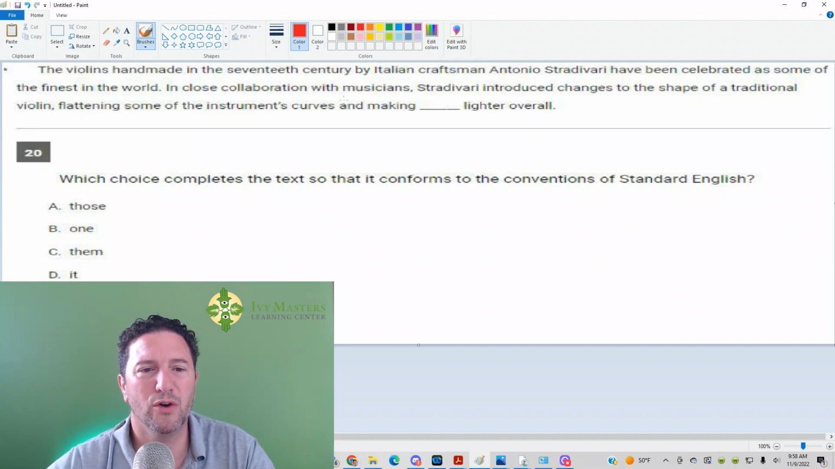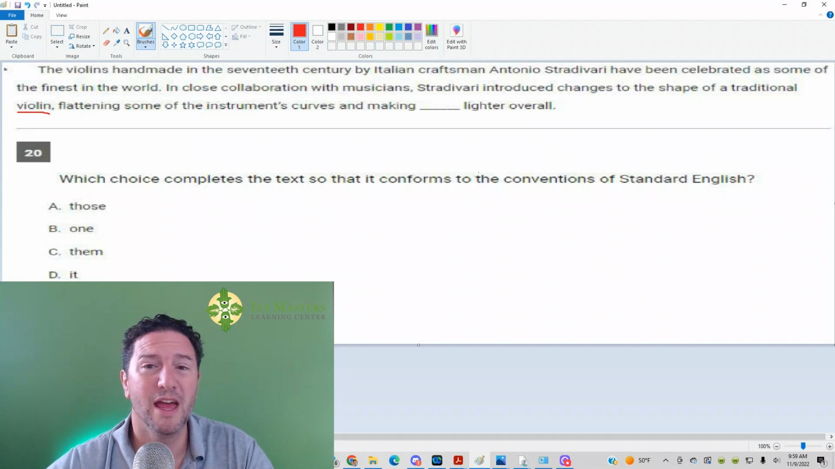So my first thought is, hey, is it instruments? Well, the antecedent's never going to be something possessive. This is just saying that the curves belong to the instrument. So is it curves? Making the curves lighter overall? No, you're not going to make the curves lighter. So what could be the antecedent? It could be violin. And then to make sure that it's the antecedent, you always want to read with it in place. So flattening some of the instrument's curves and making the violin lighter overall.